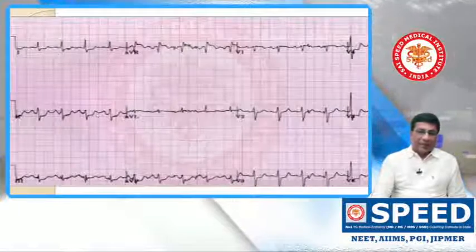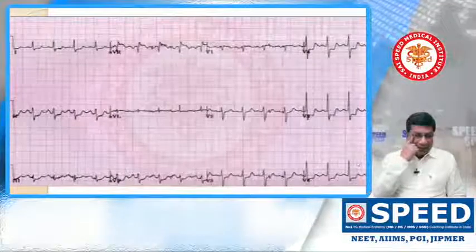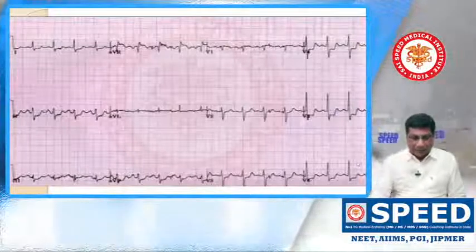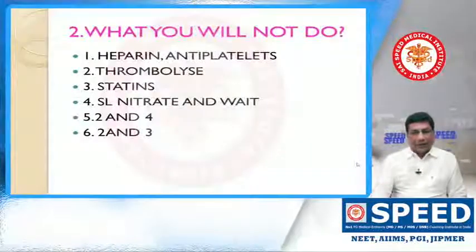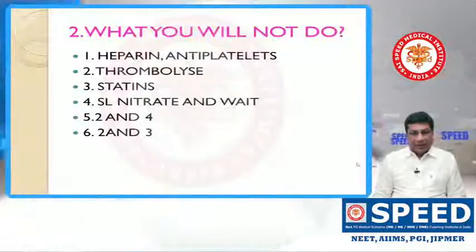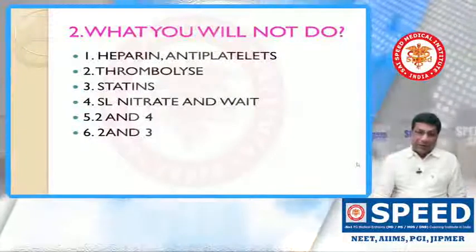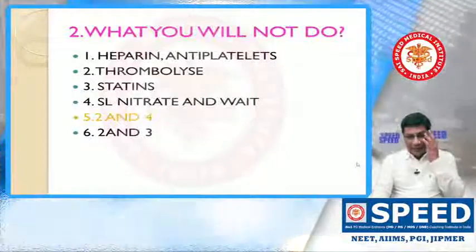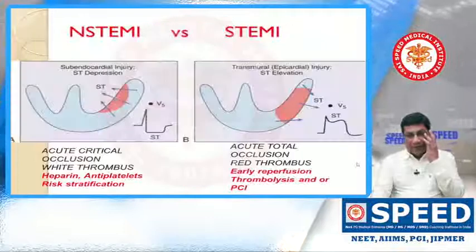Right. Another patient with chest pain. What is the difference between the first ECG and this ECG? Here, what will you not do? Heparin, antiplatelet, thrombolysis, statins, sublingual nitrate? So the right answer is 2 and 4, what you will not do.